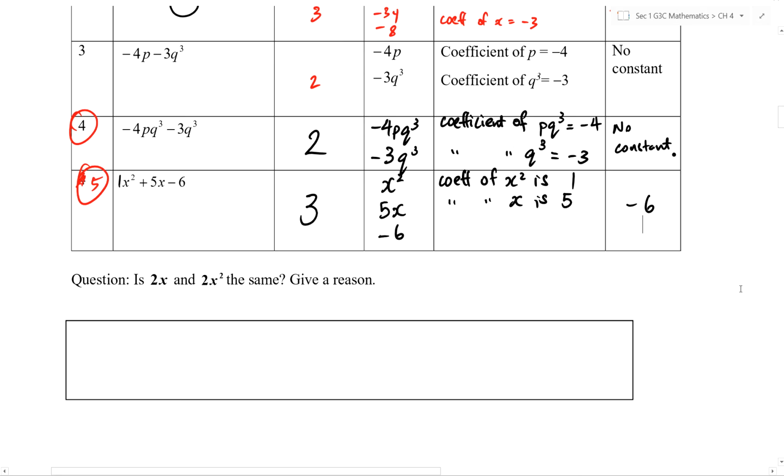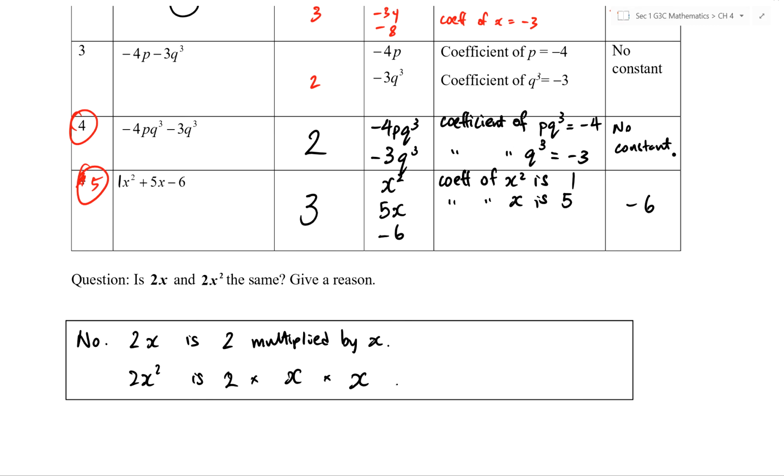Is 2x and 2x squared the same? Are they the same? No, okay. Give a reason. 2x is 2 multiplied by x. 2x squared is 2 times x times x. Okay? I'm too lazy to spell out the word multiply so many times. Then I use the multiplication symbol.